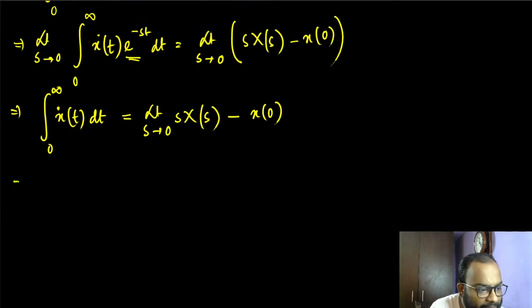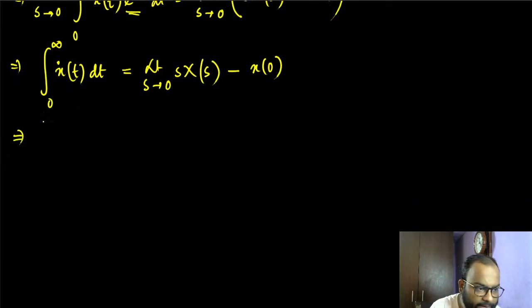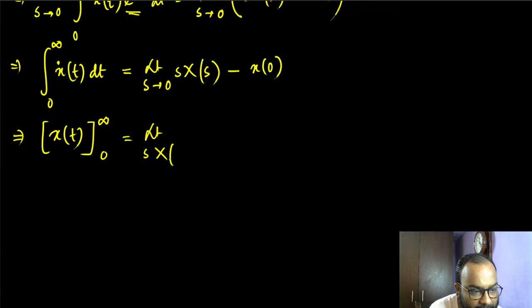Now we can look at the left hand side and actually do the integration. Now, what is the integration of the derivative of x? It is x, right? So it is going to be xt. And what are the upper and the lower limits? Of course, the upper limit is infinity, the lower limit is 0. And here on the right hand side, what do I have? I have the limit s tending to 0, of s Xs minus x0.